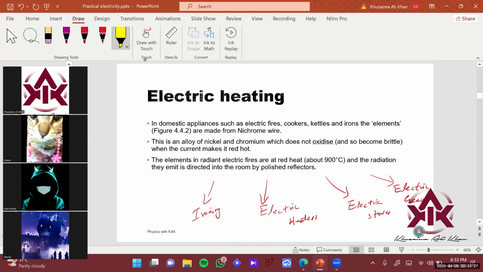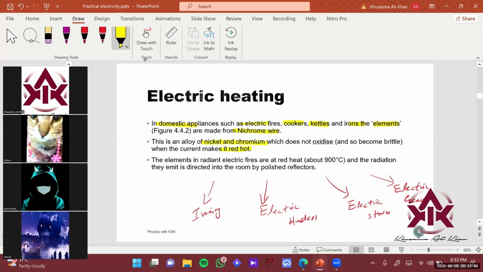So let's quickly summarize this. In domestic applications such as electric fires, cookers, kettles, irons, the elements are made up of nichrome wire. Okay, so what do we have in nichrome wire? It has huge resistance. It is an alloy of nickel and chromium, right? So when current flows, it becomes red hot.